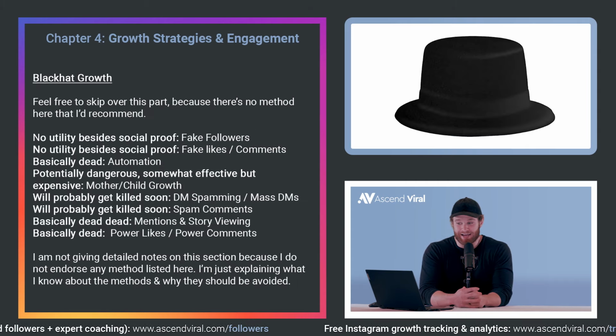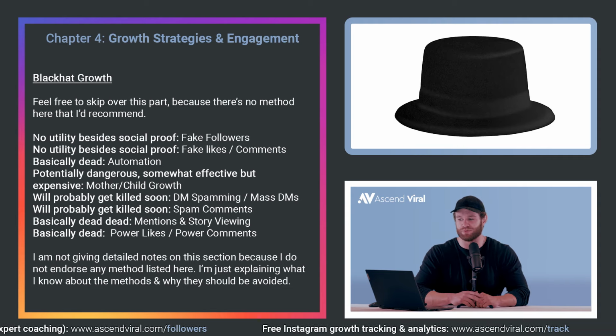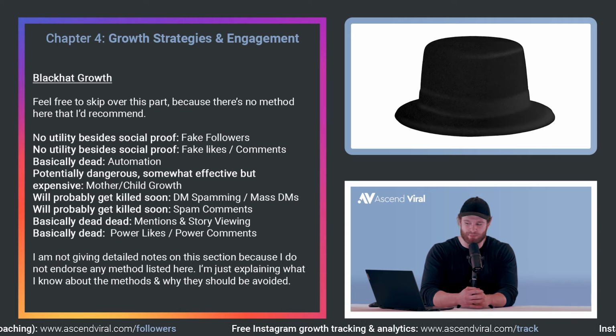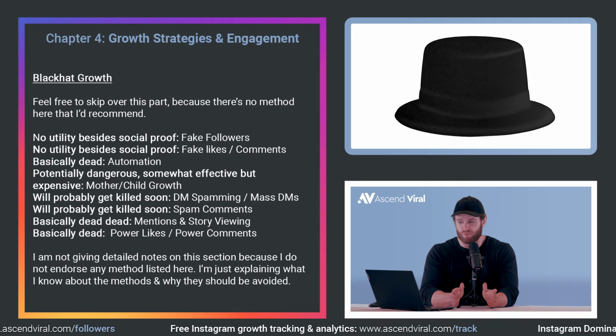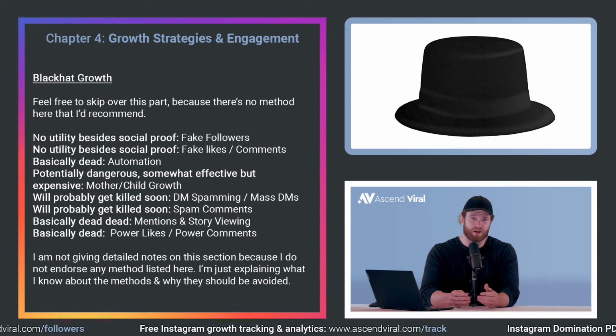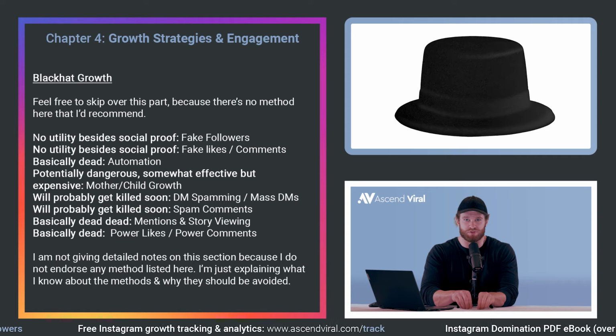So, black hat growth and history. Let's briefly discuss black hat growth methods and why I typically don't recommend them. Feel free to skip over this part, by the way, because there's no real method here that I'll end up recommending. But I do want to mention why they're not a great idea and then go over a bit of the evolution that some of these black hat methods have gone through.